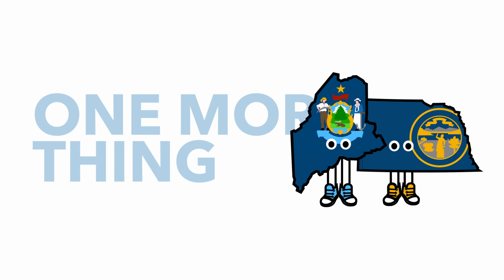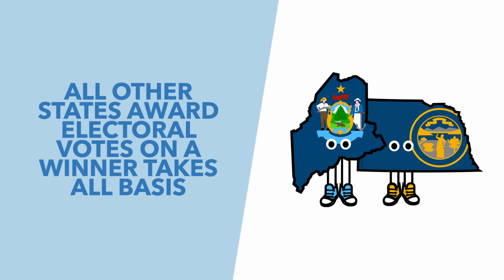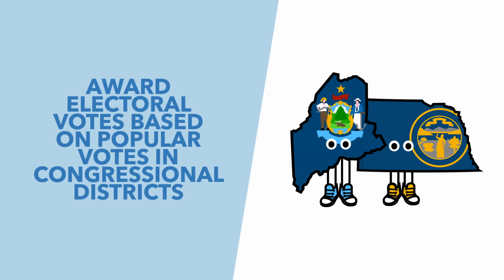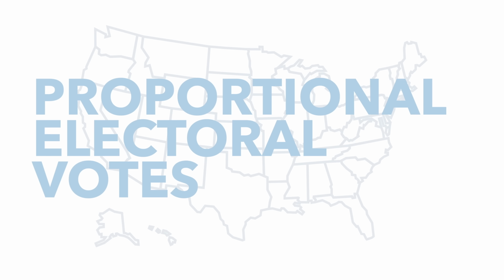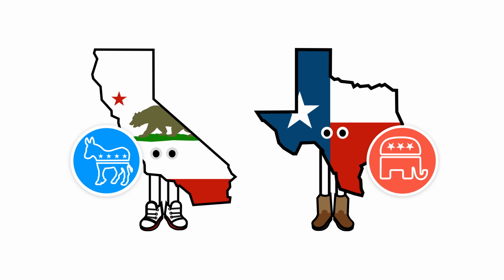One other thing to point out is, with the exception of Maine and Nebraska, states award their electoral votes on a winner-takes-all basis. Maine and Nebraska, however, award their electoral votes based on the popular vote in each congressional district. Another proposal is to have all states award their electoral votes proportionally. This would give Democrats who live in predominantly red states, and likewise Republicans who live in predominantly blue states, a real voice in the Electoral College, which is normally ignored.